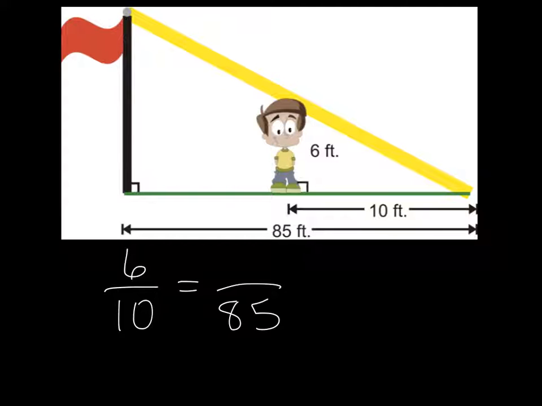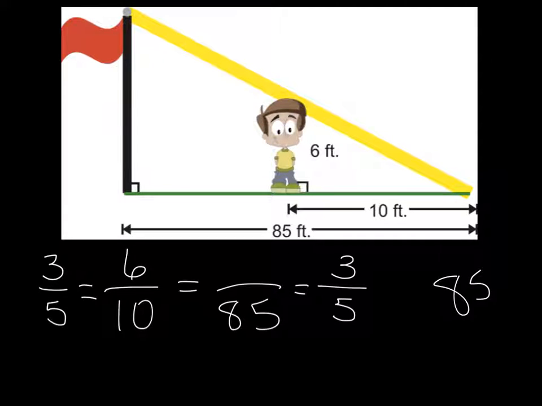Now some of you, it might jump out that 10 and 85, that's a difference of 8.5 times bigger. But for others of you, it might not. So we can simplify 6/10 down to 3/5. And we can go over here and say, what do I need in order to make 3/5 equal to something over 85? So how many 5s are in 85? We could do a quick division problem over here if we wanted to. There's 17 5s in 85.